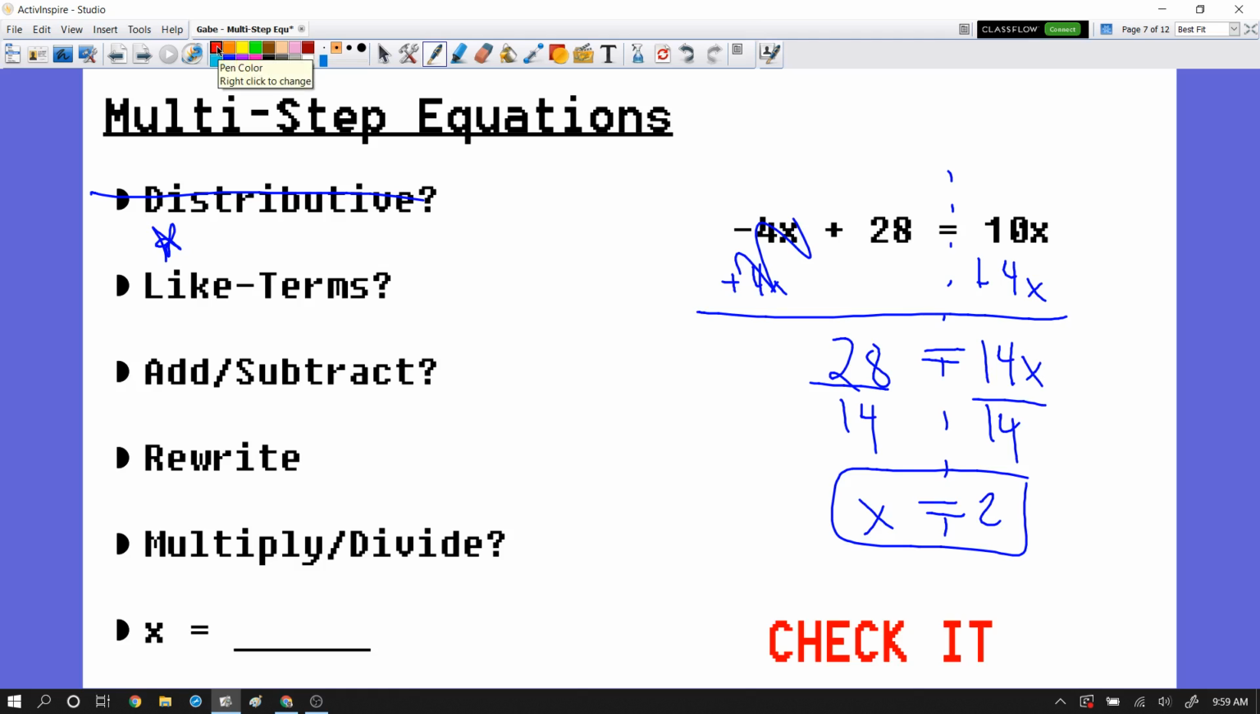All right, so we didn't have any like terms. We did the add and subtract. We rewrote it, and then we did the multiply and divide. And we ended up with 2. Now we need to check it. -4 times 2 plus 28 equals 10 times 2.